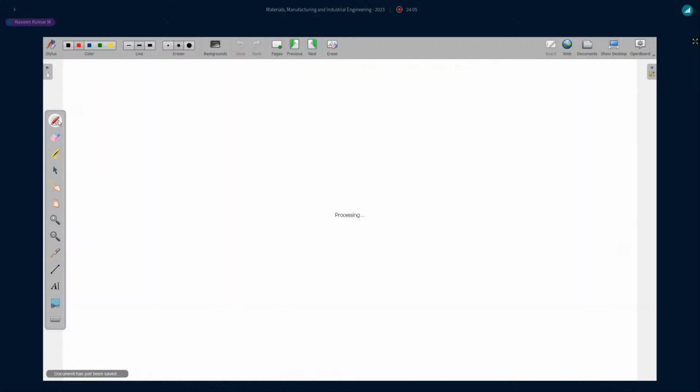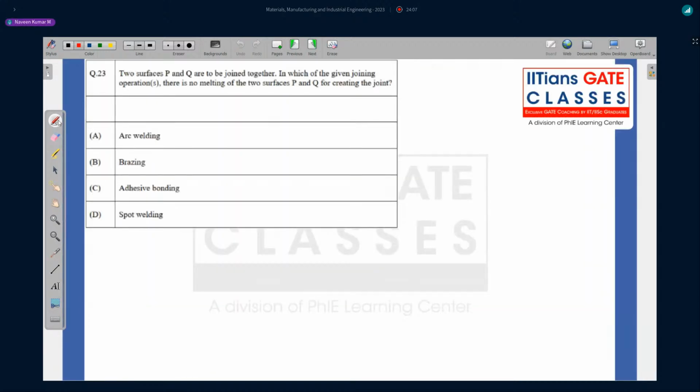Good. Next. 2 surfaces. So this is from welding. Right? So what is that? This is also an easy question. 2 surfaces P and Q are being joined. In which of the given joining operations is there no melting of surfaces P and Q? Oh, it's a very easy question. They're saying which one of the processes does not have melting in the process. Melting means you have base metals P and Q.